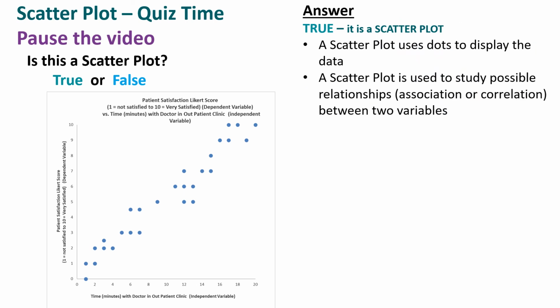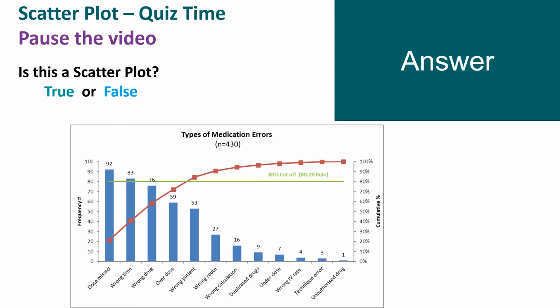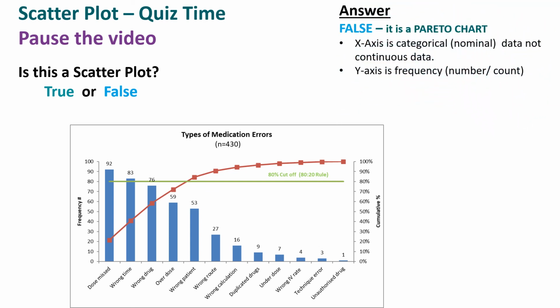So a scatter plot uses dots to display the data, and a scatter plot is used to study the possible relationship or association or correlation between two variables. Please review this chart below. Is it a scatter plot or a scattergram? True or false? False. It's actually a Pareto chart where the x-axis is categorical or nominal data rather than continuous data as you'd want to see in a scatter plot, and the y-axis is the frequency or the number or count, and it's using bars to display the data rather than dots.